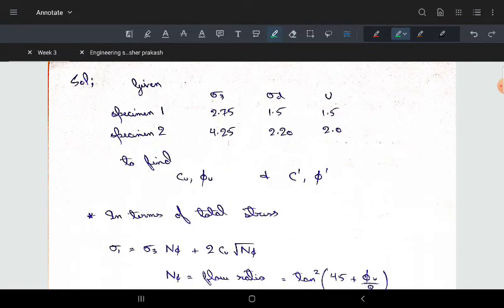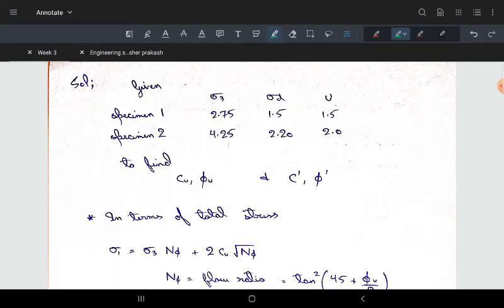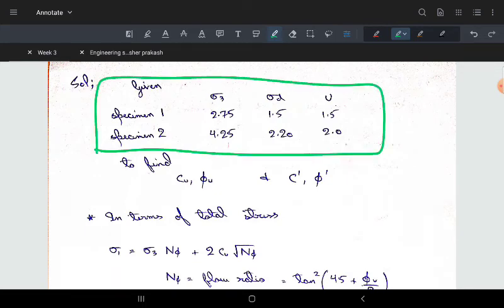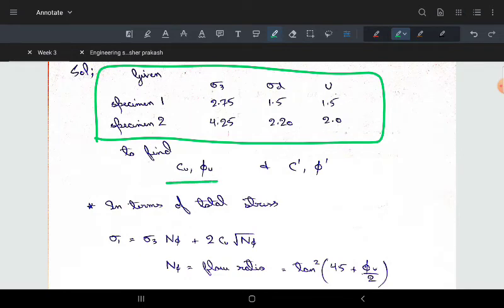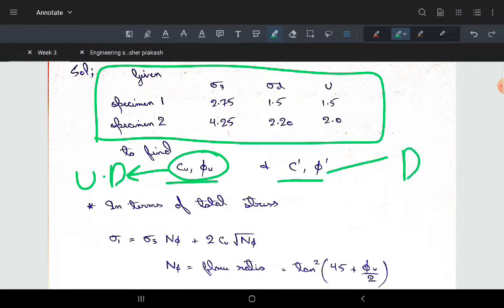What we are given is in the form of a table. We have to find Cu, phi u and C dash, phi dash. As I said, Cu and phi u are obtained when we are doing the undrained test. C dash and phi dash we get when it is drained. You can remember by noting this: u means undrained in Cu and phi u.